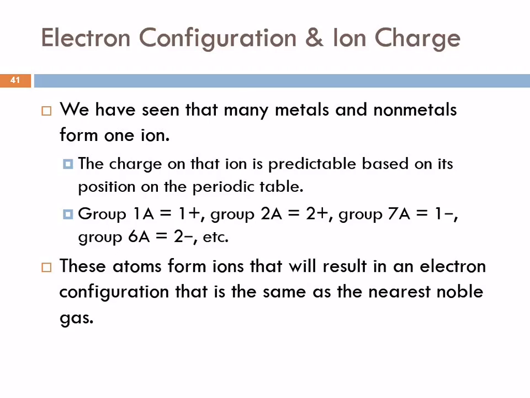There are many metals and nonmetals that only form one ion, the main group elements for the most part. The charge on that ion is predictable from the position on the periodic table, and we learned how to predict that. Group 1 forms +1, group 2 forms +2, group 7 forms -1, group 6 forms -2. The reason they do that is because when those atoms form ions with those charges, they have the same number of electrons as a noble gas, and that is an especially stable energy situation.